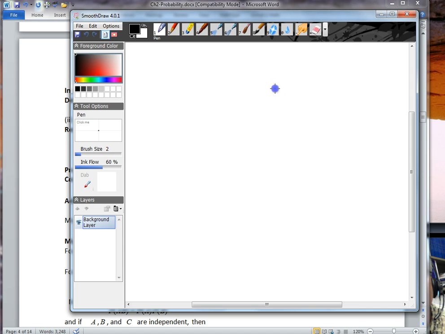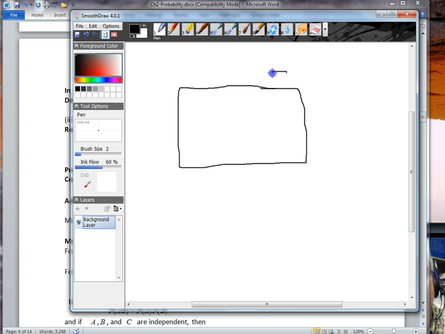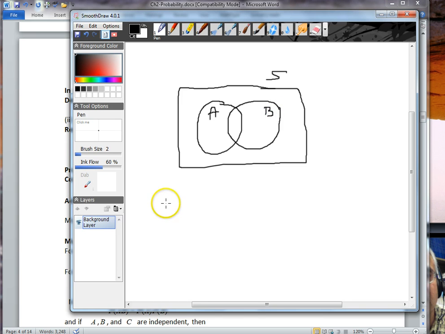So this is my sample space S, and this is my event A, and this is my event B. So I want the probability of A union B, which means I want the probability of this whole thing, A union B. So that's P of A.